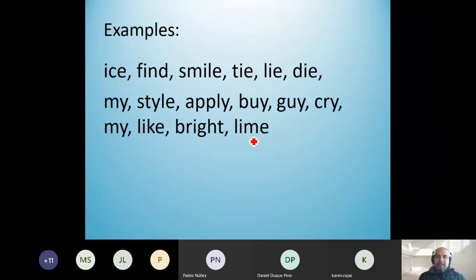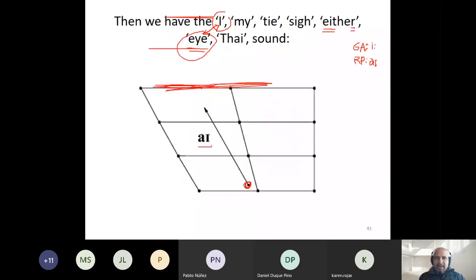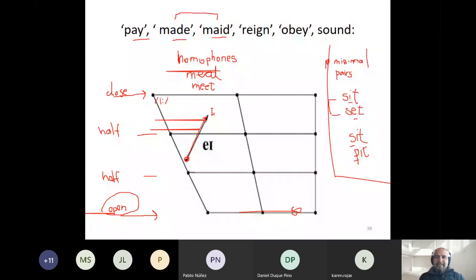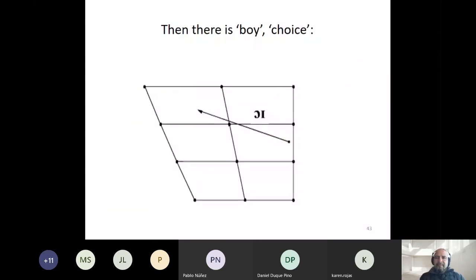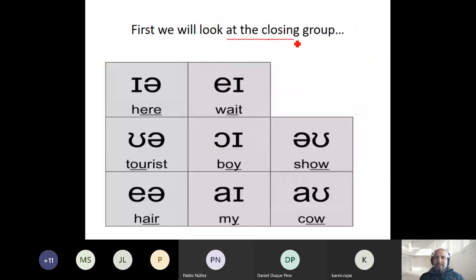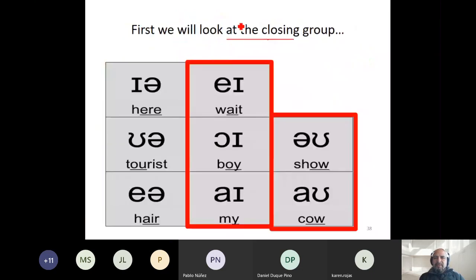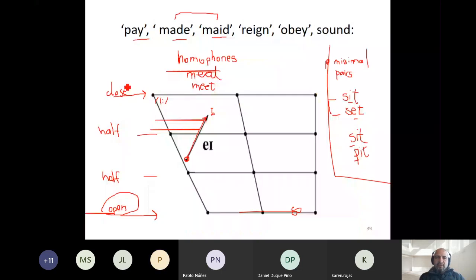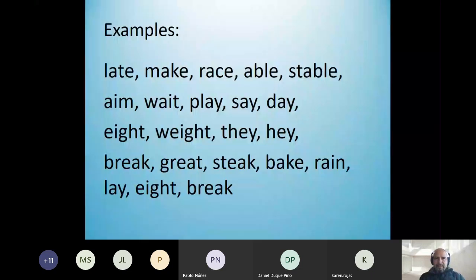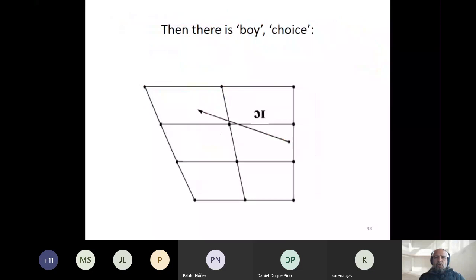Okay, so this is the third. How do you call these? ei, ai, oi. These are classified as closing diphthongs, right? Closing diphthongs. These ones are closing because they're moving upwards, to almost closing of the mouth. And the third closing diphthong is oi, as in the words boy or choice.